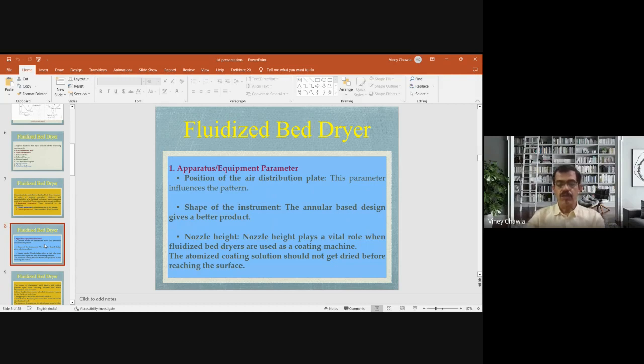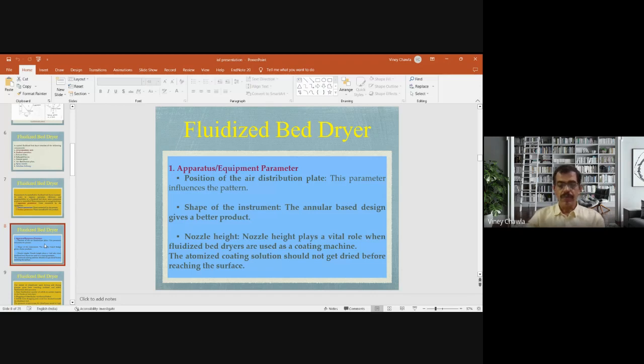So, position of the air distribution plate. This air distribution plate, how and where it is placed, influences the pattern of the fluidized bed dryer. The shape of the instrument is also important. We have studied the vertical one. In the next few slides, we will see that there is a horizontal equipment also.